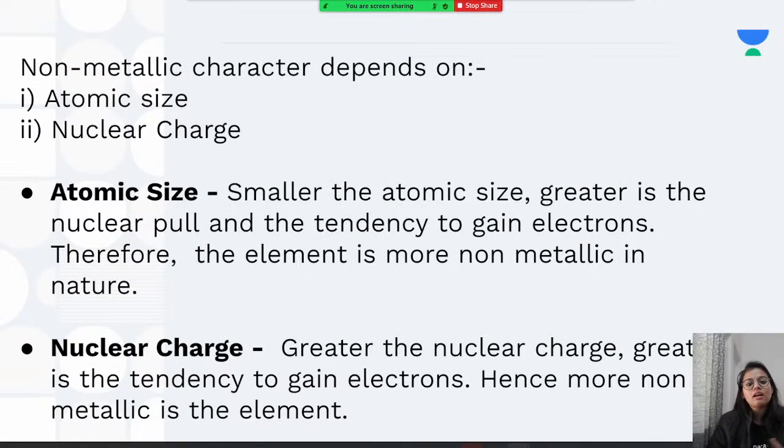Now, this again depends on atomic size and nuclear charge. The smaller the atomic size, the greater the atomic pull, so it can gain electrons much more easily, and the element will be more non-metallic in character. And talking about nuclear charge, the greater the nuclear charge, the greater the tendency to gain electrons, and the more non-metallic the element will be.